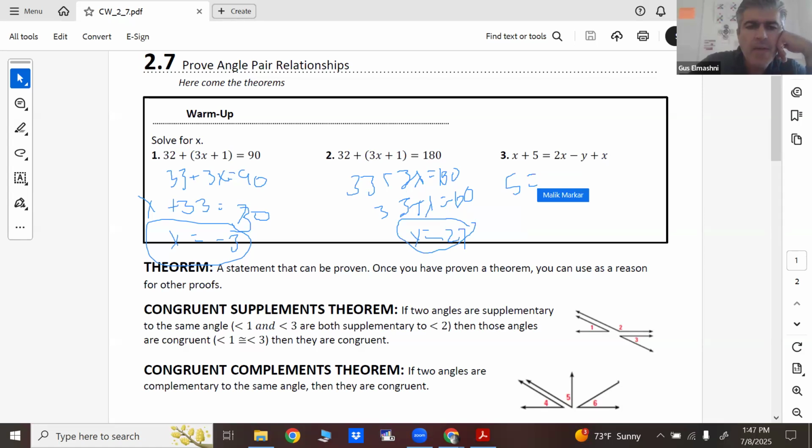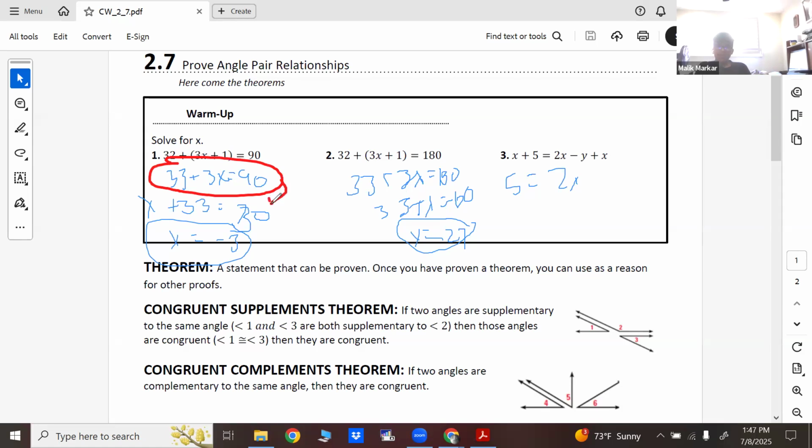Oh, you made a mistake here. If you divide everything by 3, there should be 11, right? Because you have 33 plus 3x equals 90 for number one. Then you divide everything by 3, but the 33 must also be divided by 3. So you should get 19 as your answer. See, what I would have done personally. Okay, tell me what you're doing here. I divided by three on both sides. Right, but you didn't divide the 33 by 3. Everything's got to be divided by 3.